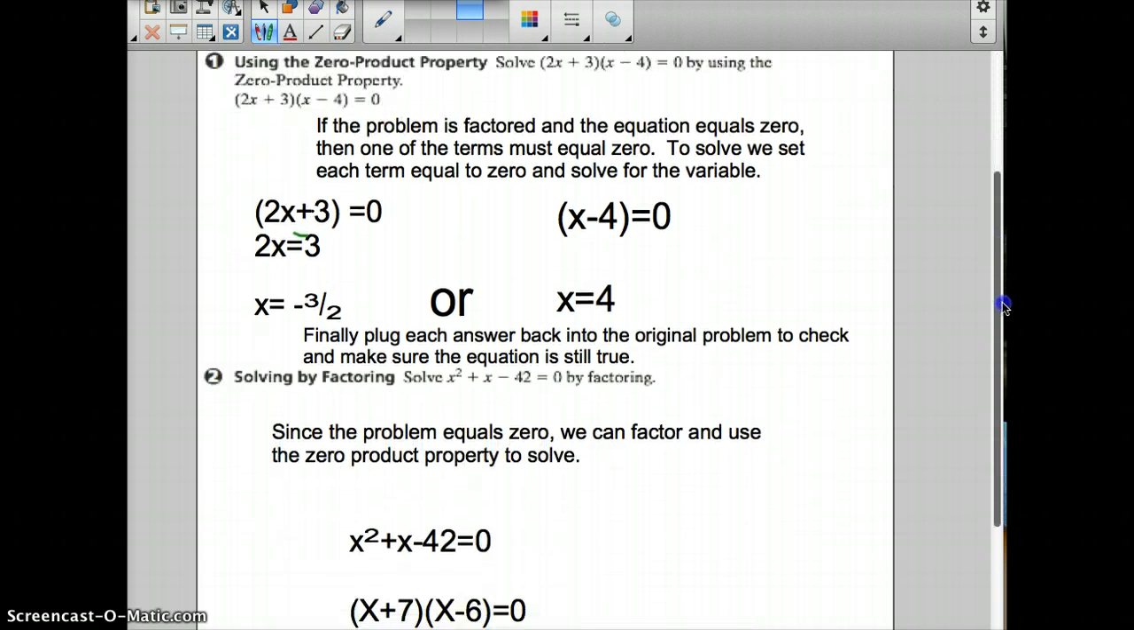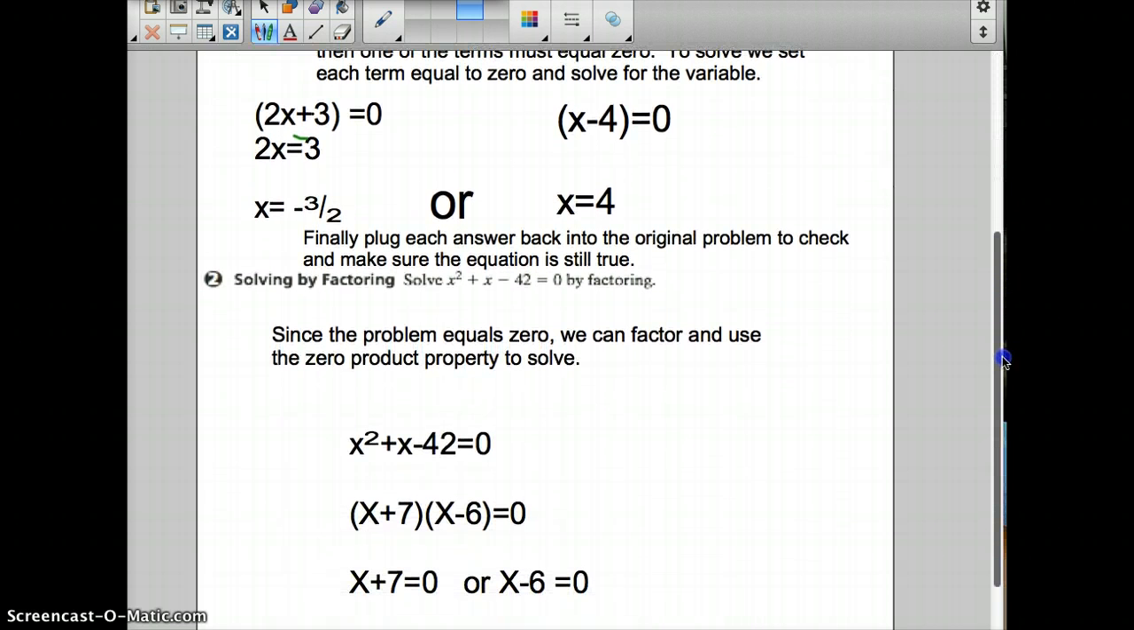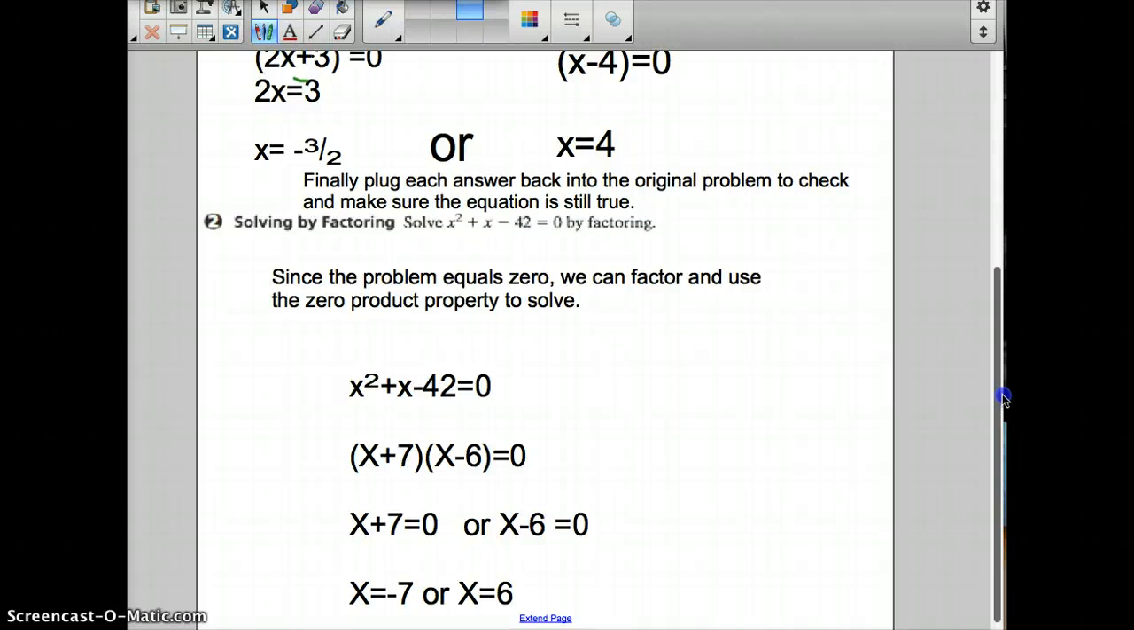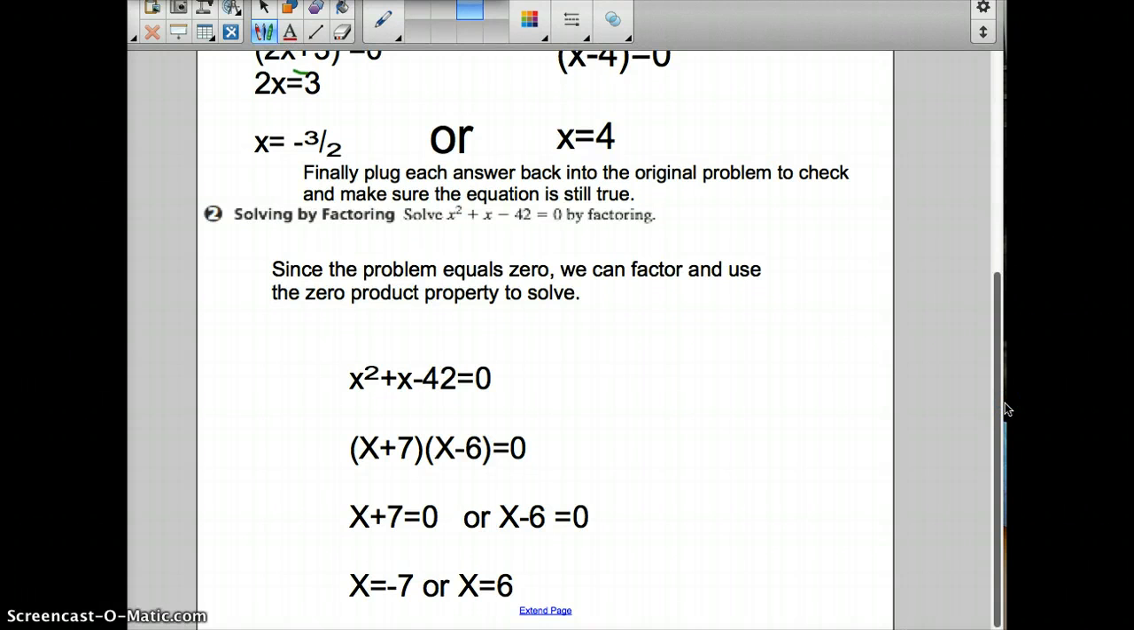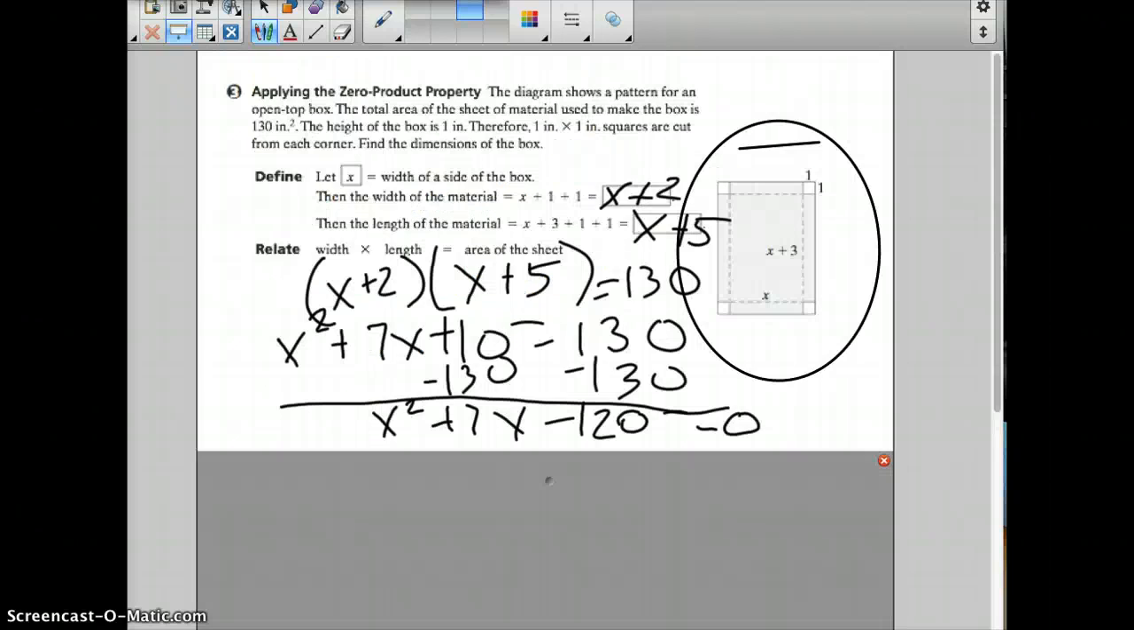Scrolling down to the second example, here are the solutions for that. Go ahead and pause it when you need to. You can also plug each answer back into the original problem to check and make sure the equation is still true. Hopefully you've restarted me now, and let's check the next example.